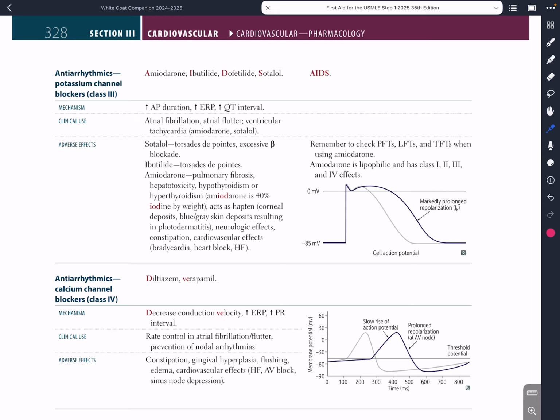And then amiodarone can also cause cardiovascular effects like bradycardia, heart block, heart failure. Again, guys, amiodarone is a very important drug. Make sure amiodarone is down cold before going into the exam.